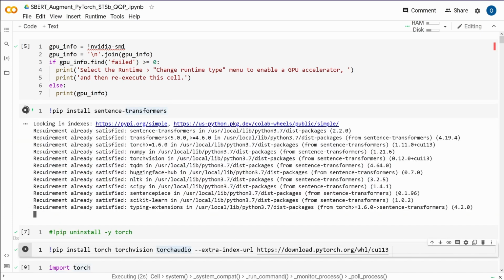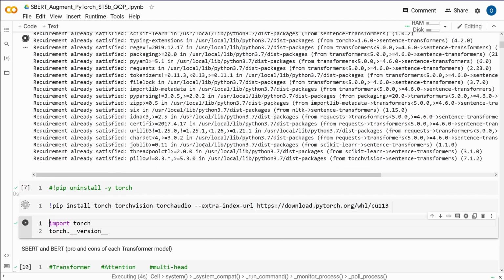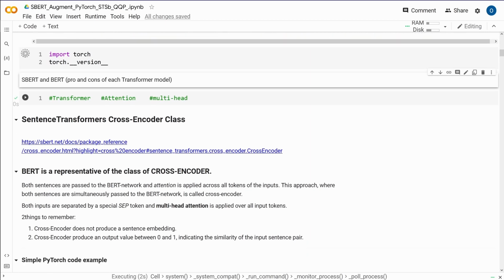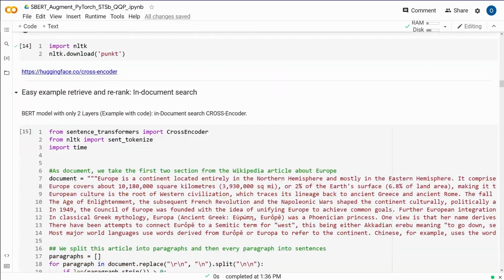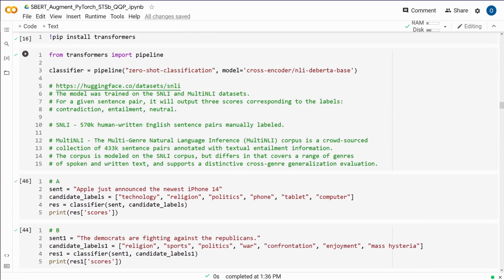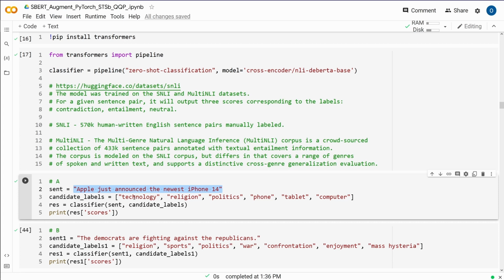What we're going to do is a zero-shot classification problem. We install PyTorch, and I want to show you that at the end of the day, when we run through all of the code, we will be able to take a sentence like this one, give it a kind of label, and have a zero-shot classification with sentence transformer, with SBERT.